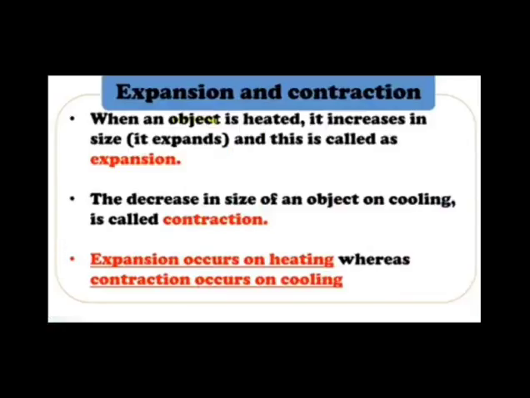Now the last topic of this chapter is expansion and contraction. Whenever an object is heated, it increases in size or expands, and this is called expansion. And if the same object is cooled down, it decreases in size, which is known as contraction. So if we cool down the same object, the size of the object decreases, and this is called contraction. Expansion occurs on heating, whereas contraction occurs on cooling the object.